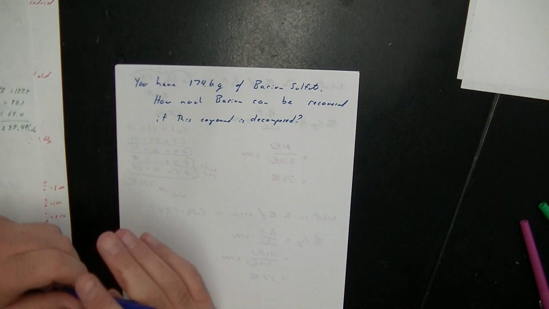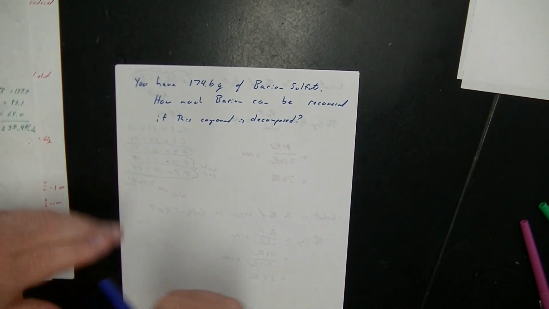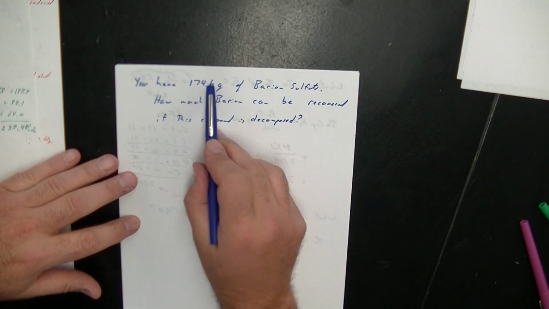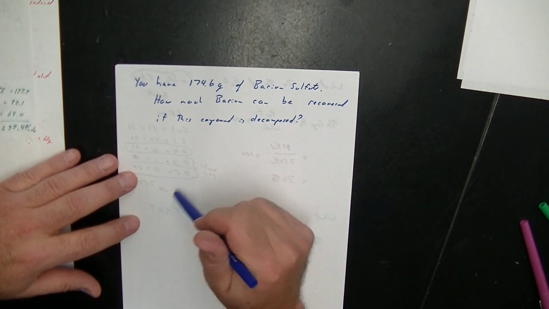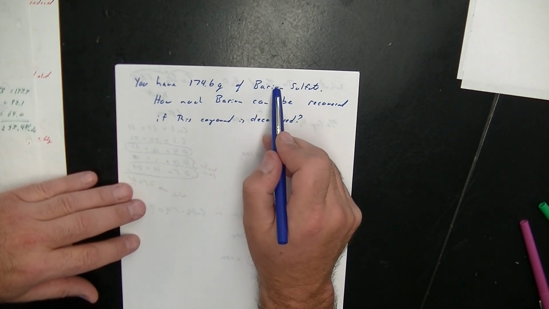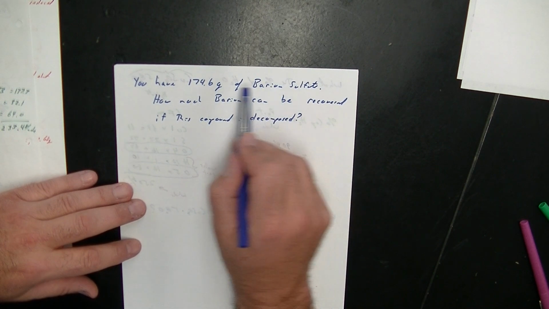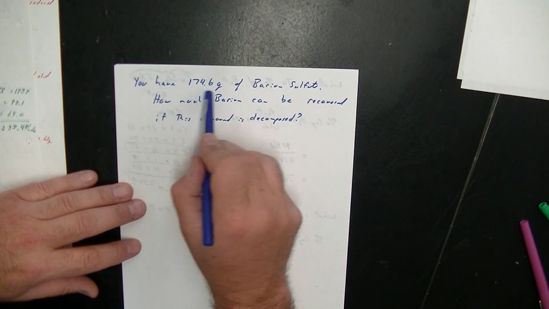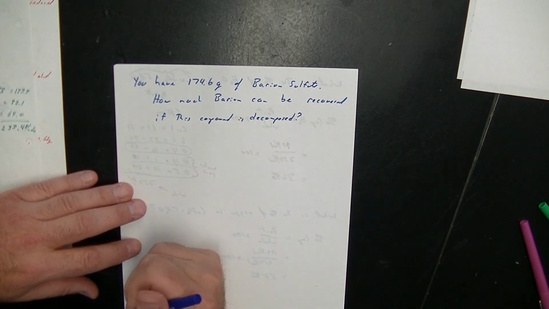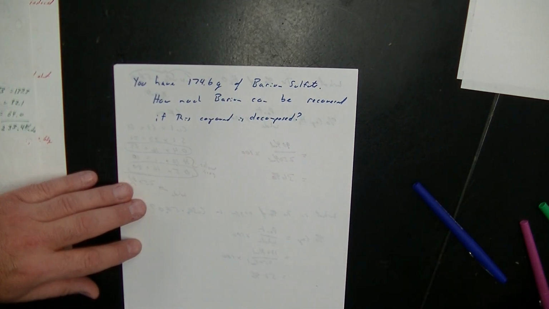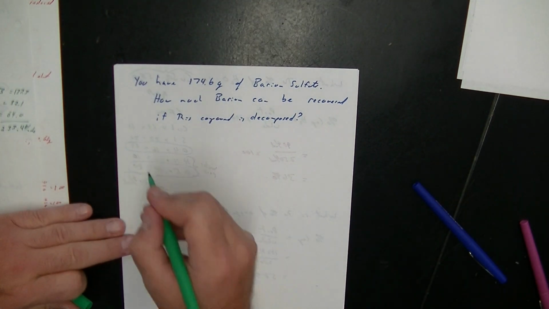This is a percent composition problem. Okay, so this is how much of the barium sulfate I have. I want to know what percentage of barium sulfate is barium, and if I know that, I know exactly how much barium I could get out of it. So we start with the percent comp problem.